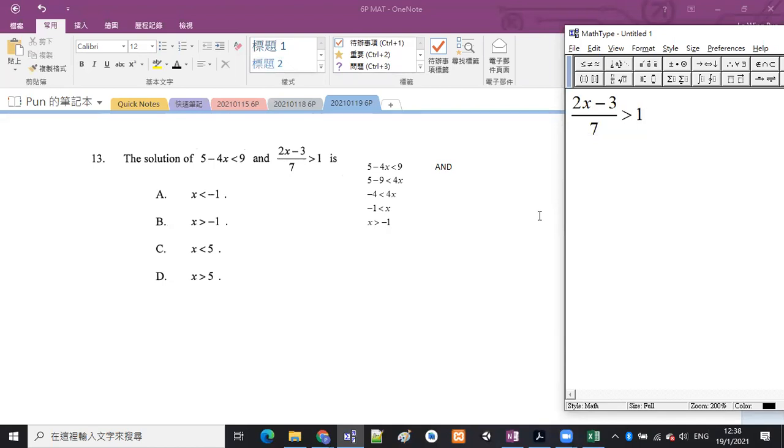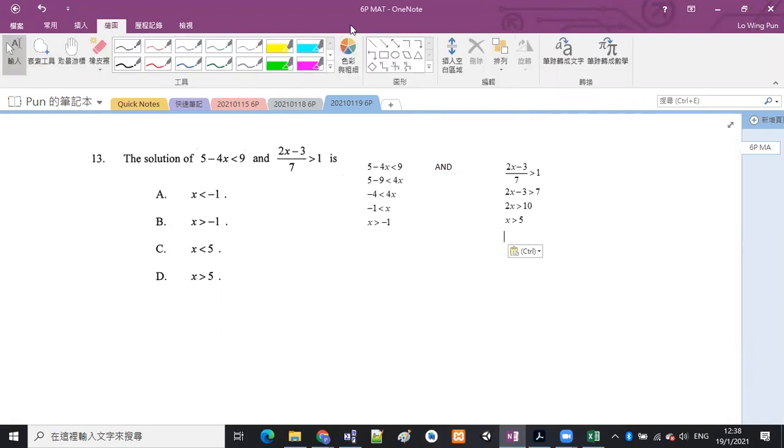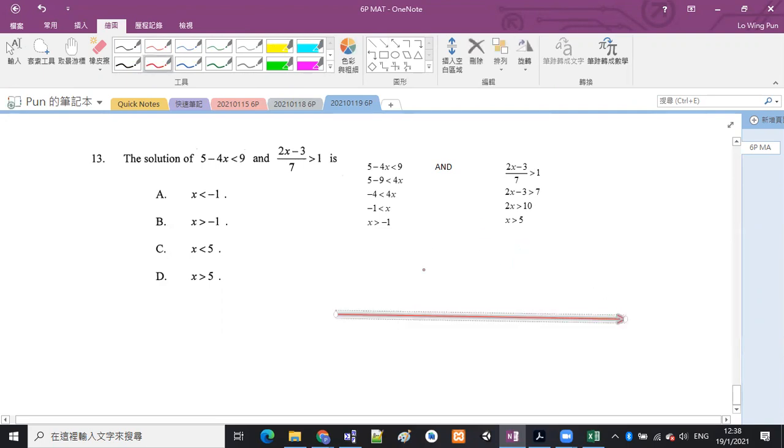3 over 7 is larger than 1。今次有份數，但係左手邊係一整個份數，我哋可以將個分母直接乘翻過去另外一邊，即係 2x minus 3 is larger than 7。2x 呢個 term 已經喺 positive 嗰邊，所以我哋 keep 住 2x 喺左手邊，將個3加翻過去右手邊，7加3就係10。最尾將個2除翻過去右手邊，就係 x 大過5。呢個就係 x larger than 5 is the solution of the second inequality。咁記唔記得我哋跟住會點樣？我哋會畫條 number line。我哋有-1同埋5兩個 point，negative 1 and 5.